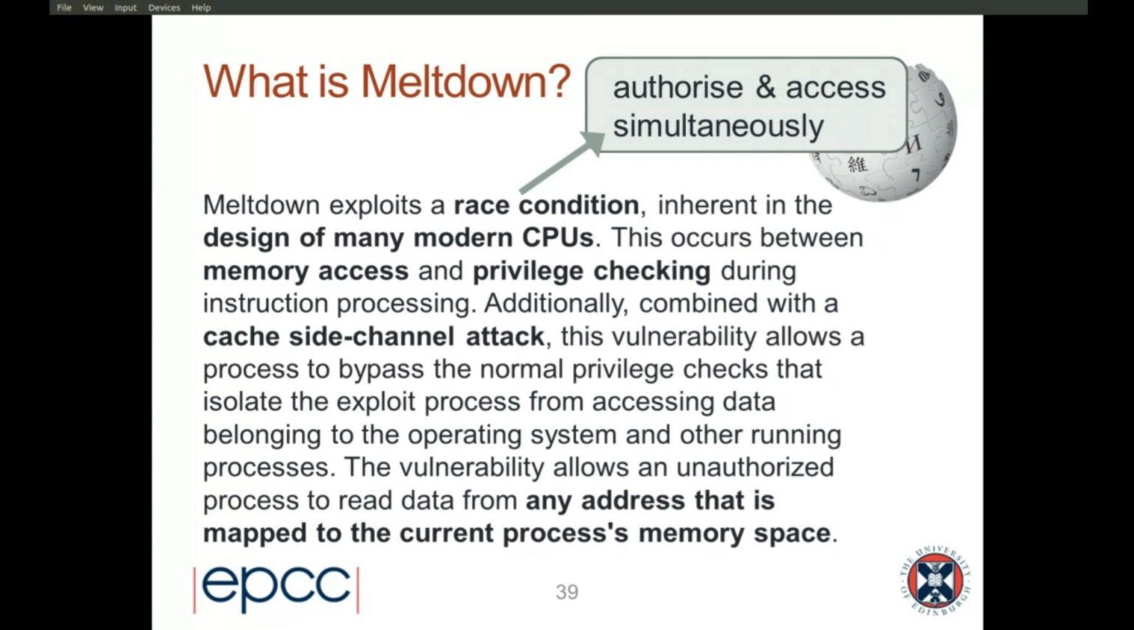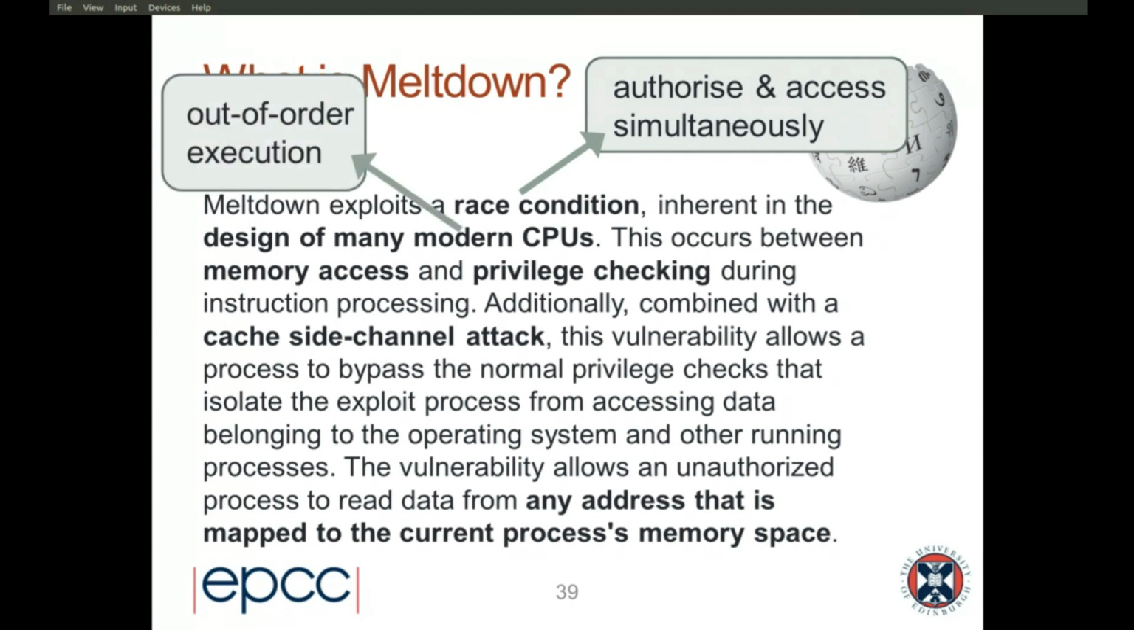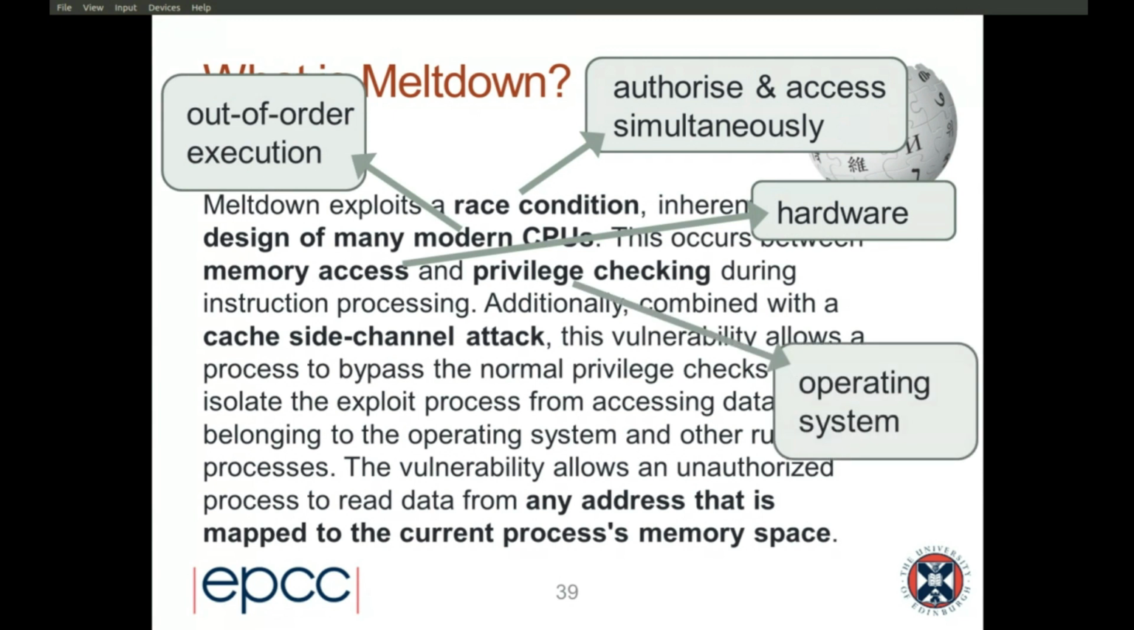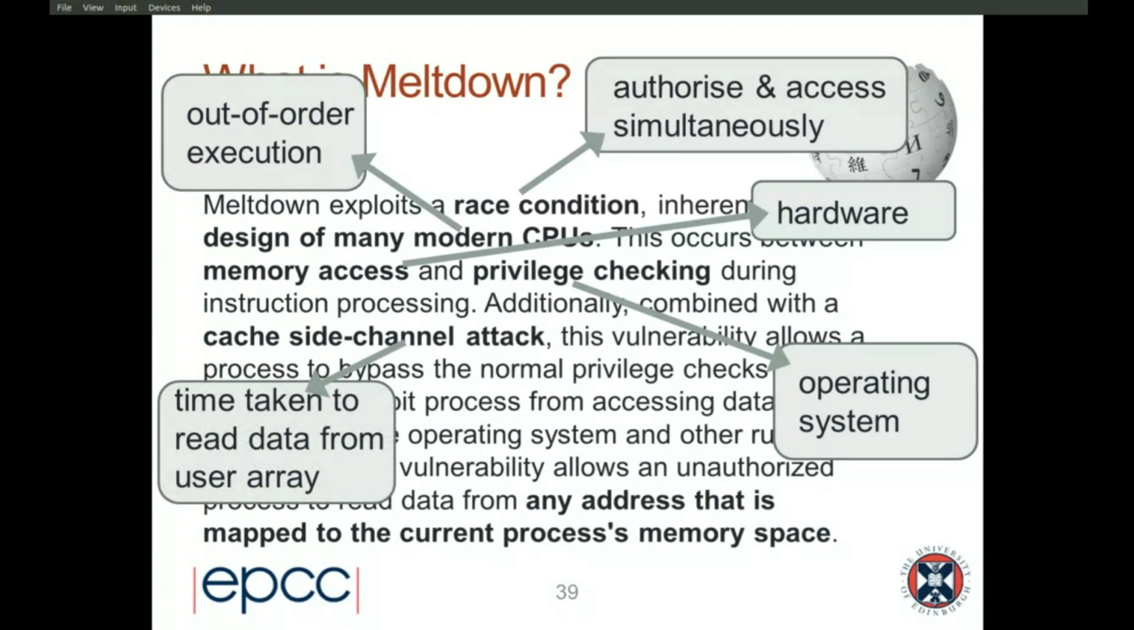Because of out of order execution, I didn't wait for the authorization step to complete before I did the access. I relied on rollback. And as we saw, the rollback is incomplete because there's a digital fingerprint left in the cache. Design of many modern CPUs is out of order execution. The memory access is hardware, but it's the cache done in memory access which allows this exploit. The privilege checking is done by the operating system. And this cache side channel attack was the time taken to read data from the array.